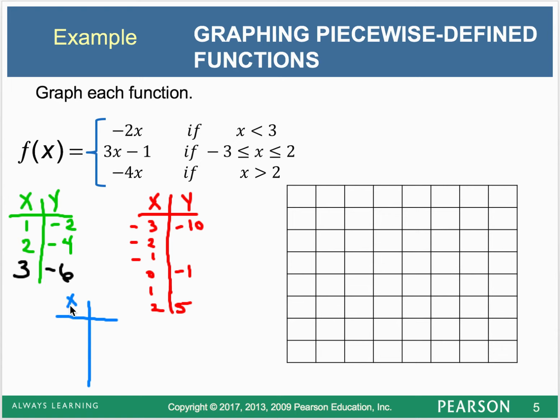And this is for numbers greater than 2. So maybe 2, 3, 4, 5. Okay, greater than 2. Negative 4 times 2 is negative 8. And then, okay, negative 4 times 3 is negative 12. Negative 4 times 4 is negative 16.